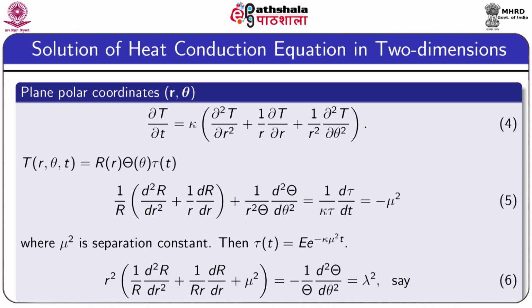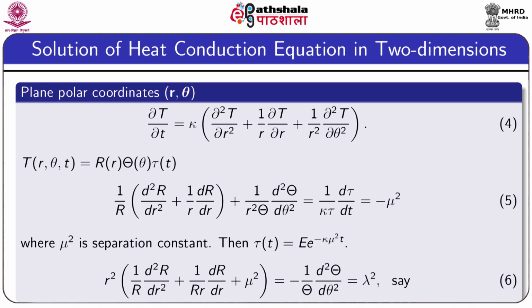Now, we are going to discuss the solution of the heat equation in the plane polar coordinate system. The heat equation in polar coordinate system is given in equation number 4. Now, we shall use the same procedure, that means the method of separation of variables, to find the solution. For that, we again write capital T as a product of three functions, capital R, capital theta and tau, where capital R, capital theta and tau are functions of small r, small theta and t respectively. Now, substituting capital T in equation number 4, we obtain an equation which is written in equation number 5.